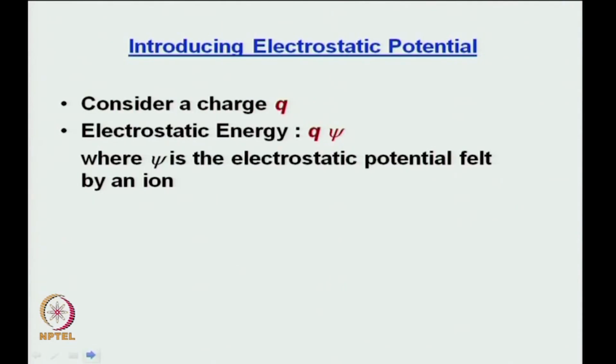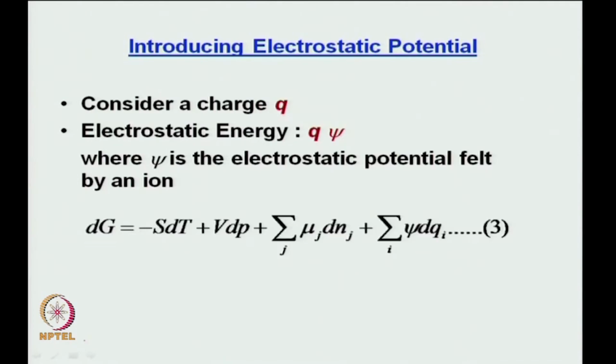Now, if that is so, what I can do is take that and invoke it in the free energy equation. Up to this point you knew from before, but now I have this extra term coming in, psi dqi. Please note this difference. This variable is j and this variable is i. Tell me, what does this difference signify to you? What is the importance of this difference between i and j?